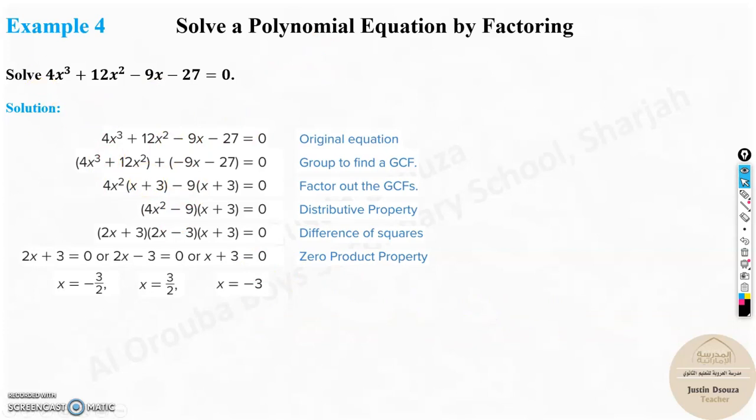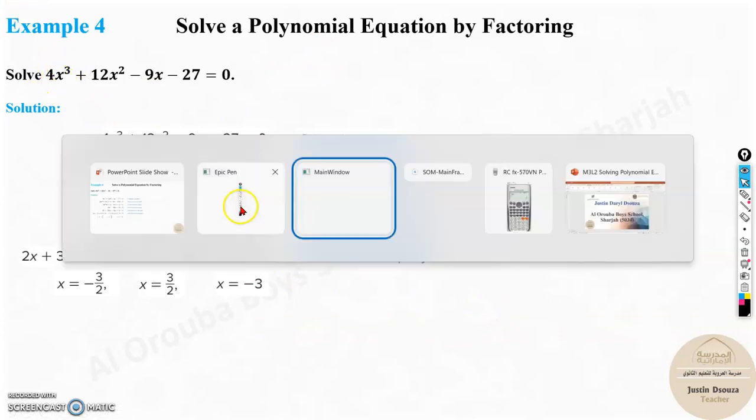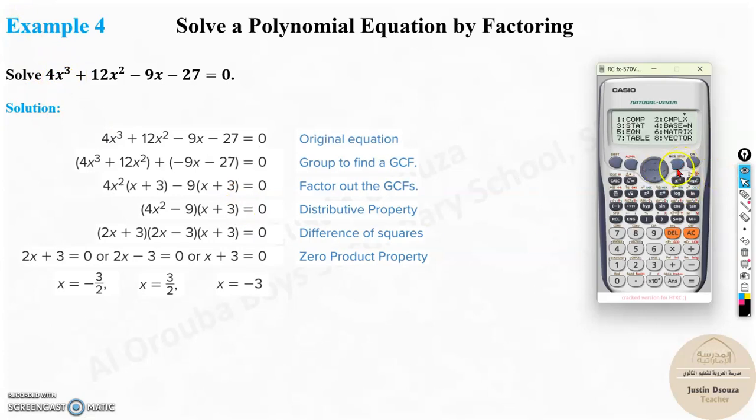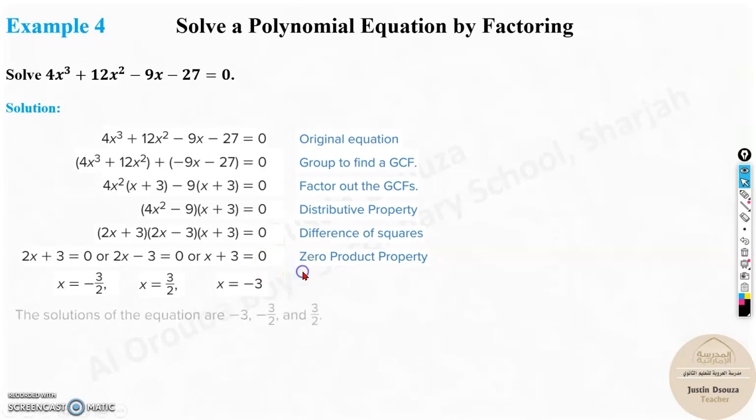But since it is cubic over here, you can solve this directly in the calculator. You can use mode, option number 4. And now look over here, 4, 12, minus 9, and minus 27 will give you the answer 3 by 2, minus 3 by 2, and minus 3. So it's the same thing. You can do the calculator method or this. But if it's in writing, you have to do this by factoring.